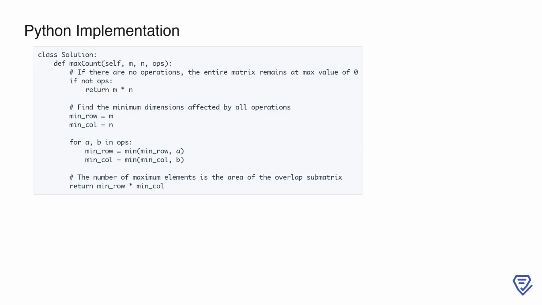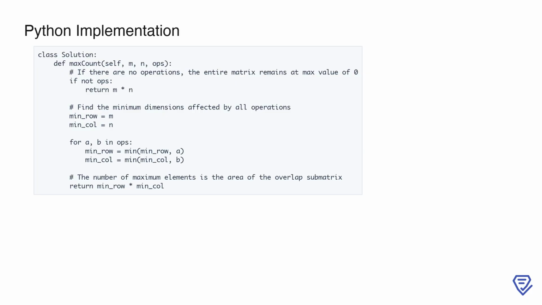The code begins by checking if the ops list is empty. If no operations are provided, the entire matrix retains its initial state, and every cell has the maximum value of 0. Thus, the result is simply the total number of cells, m * n.